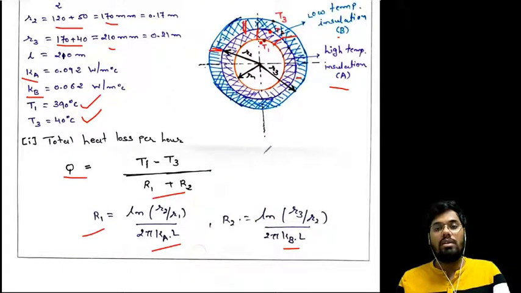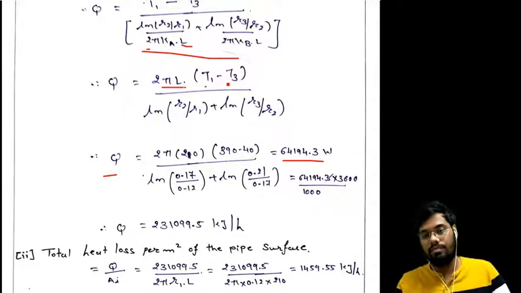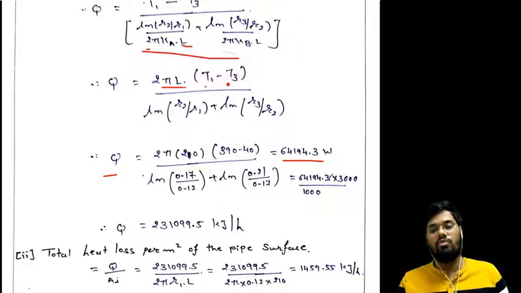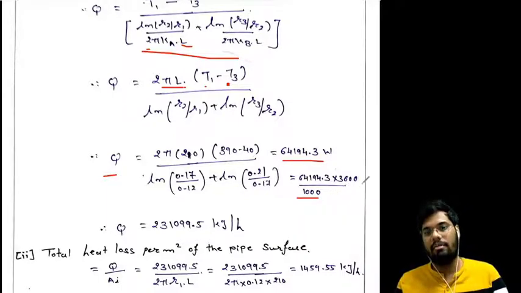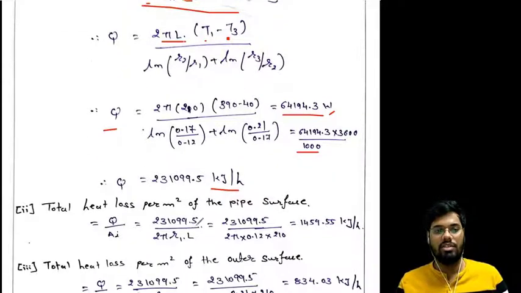To convert this joule per second to per hour, first we convert joule to kilojoule by dividing by 1000, and to convert from second to hour, we multiply by 3600. So this value in joule per second is now converted into kilojoule per hour. So this is our answer to the first question.